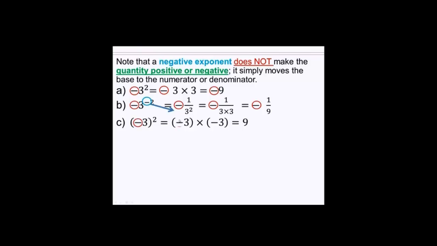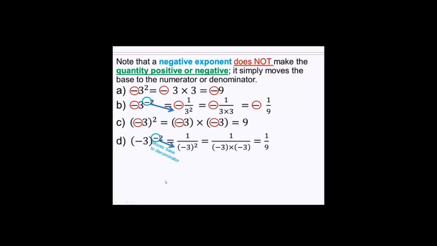Let's take a look here. Here the negative sign is on the inside of the parentheses. So this power of 2 belongs to the entire negative 3. Negative 3 is your base. Remember when we were doing the exercises? Negative 3 is the base, 2 is the exponent. So negative 3 times negative 3 is going to be 9.